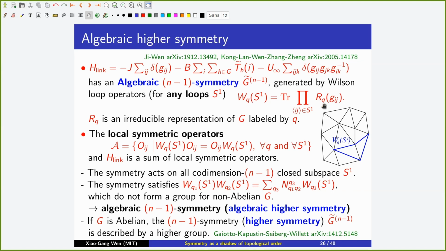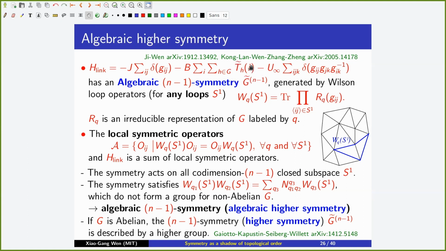And then we construct a function of g_ij, where I put in this representation and multiply the representations around the loop, then take a trace. So this is really just a so-called Wilson loop operator. If you view g_ij as a gauge potential on the link, this is a Wilson loop operator. And this operator turns out to commute with this Hamiltonian, because for the delta g term, they're both a function of g, so they commute. The T operator is tricky.